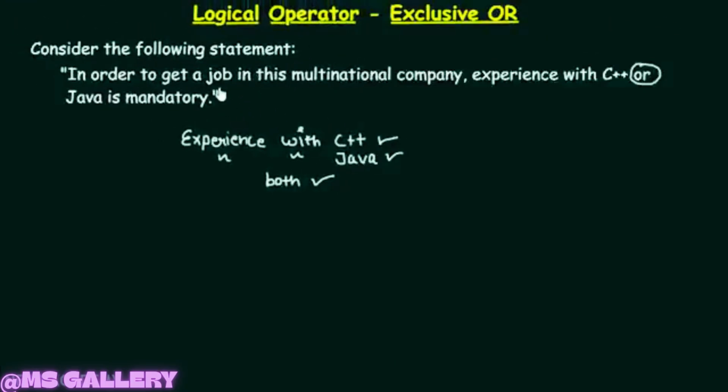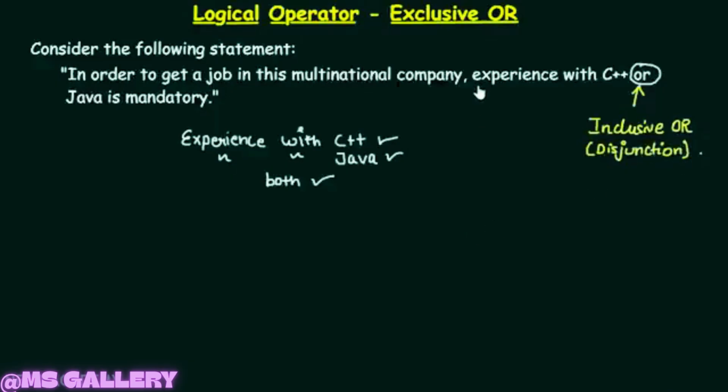Here it is not the case that if you have experience with C++ as well as Java, then you are not eligible to get a job in this multinational company. Isn't that so? Therefore, we can say that this particular OR operator simply means the inclusive OR operator, right? Inclusive OR is also called the disjunction operator, which we already learned in the previous lecture.